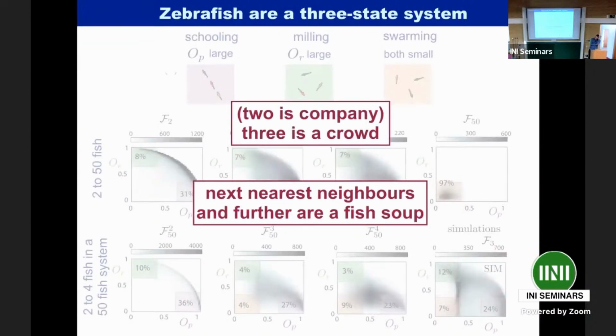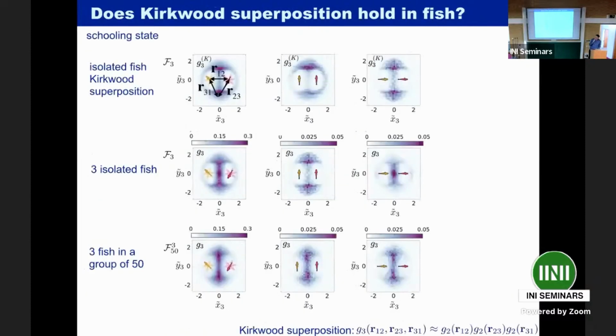So what this leads us to is that three is a crowd, right? What I mean by that is that three fish is not fundamentally different to many fish, at least in what we can imagine. And the further away neighbours are a kind of fish soup, right? They don't really determine what's going on.